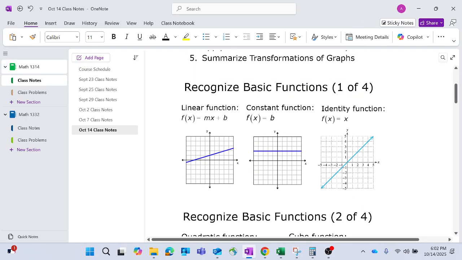So these are the basic functions. There's going to be a good amount of them you need to know. This is the linear function, y equals mx plus b, or f of x equals mx plus b. That's what a linear function is, just a line, right? This is called the identity function. I like the word parent function. It means the same thing. It just basically means it's the simplest form of it. It's just y equals x. All right.